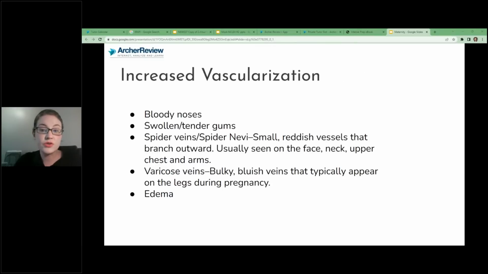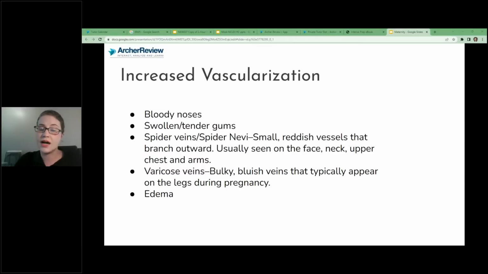There's also increased vascularization. Like I just said, blood volume increases by 50% during pregnancy. So what can that cause? Well, bloody noses are going to be a lot more common in pregnancy. So I always tell my patients experiencing those, maybe try sleeping with a humidifier. If they're getting really bad, you can take a little Q-tip and put some Vaseline on the end and just kind of rub that on the inside of your nose as well.